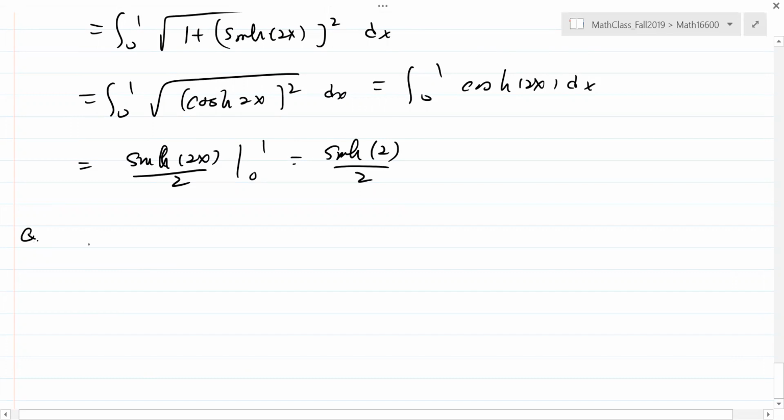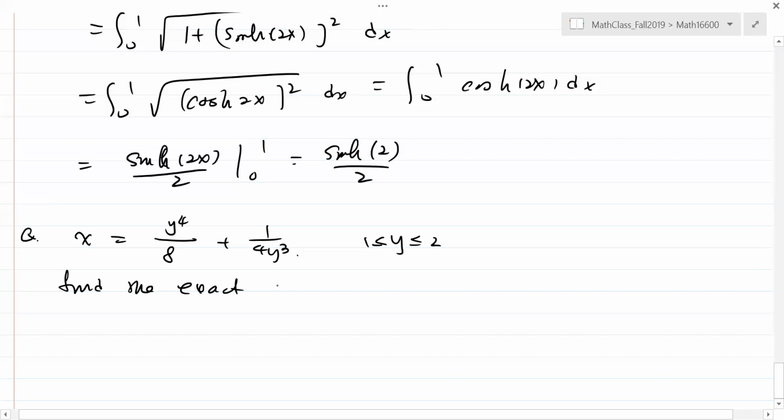So you can evaluate the integral. Here, x is determined by y to the 4th power divided by 8, plus 1 over 4y squared, where y is between 1 and 2. Find the exact length of the curve.